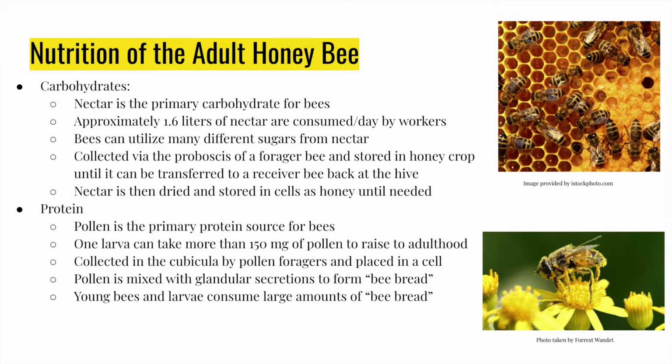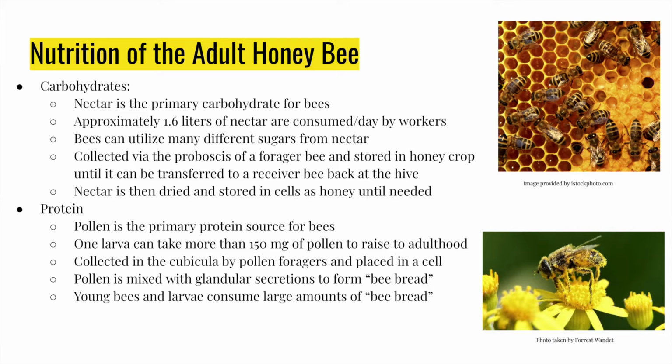Nectar is the primary source of carbs for the hive, where around 1.6 liters of nectar are consumed per day. That is, assuming a 35% sugar concentration in the nectar that was collected. That's around 31 microliters of nectar per bee, with lower consumption in winter due to lack of flights and decreased brood rearing. This nectar is collected via the proboscis of a forager bee and stored within the honey crop.